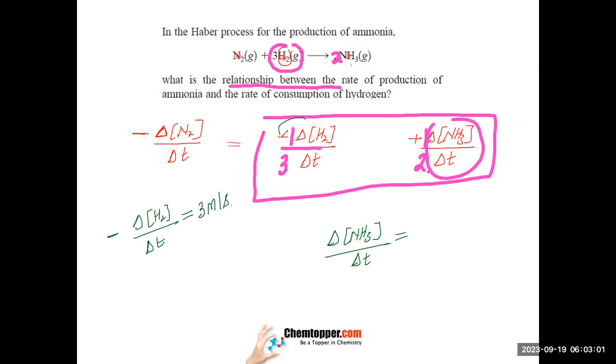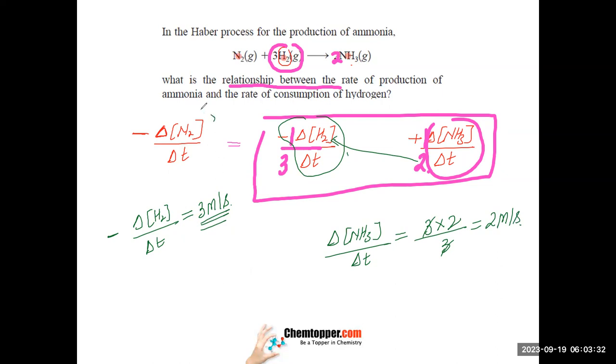This value is given to you, this one, as 3. So it will be 3 times, this 2 will come here, 2 on this side, divided by 3. 3 cancelled. It's 2 molar per second. Yes, Sammy, very good. With the units, perfect.